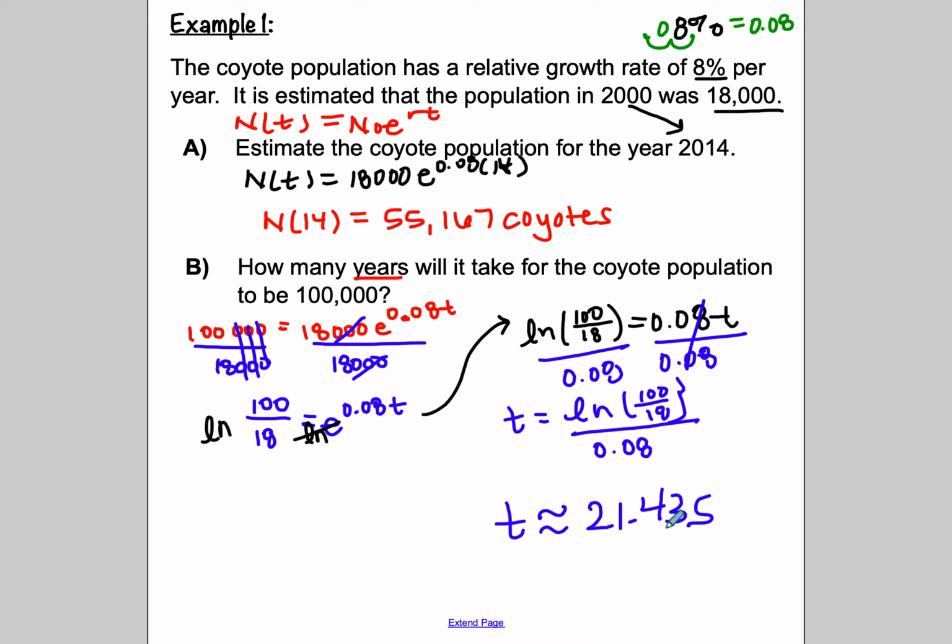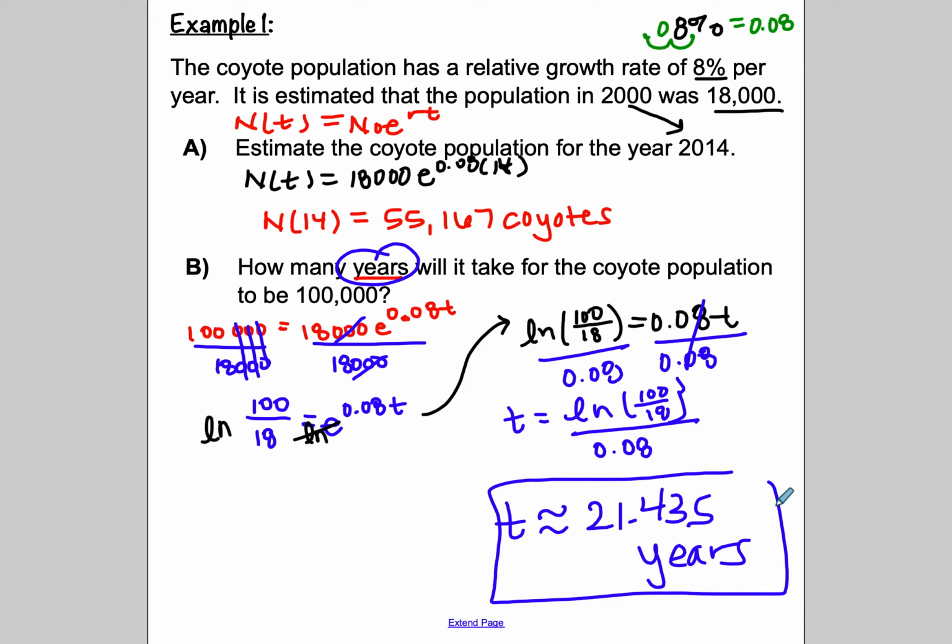21.435, and then what is our time labeled in? Years. So it's going to take 21.435 years for our coyote population to get to 100,000. Okay, so here's example 1.